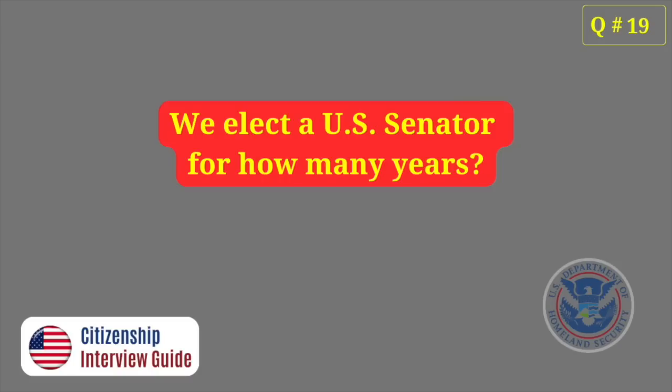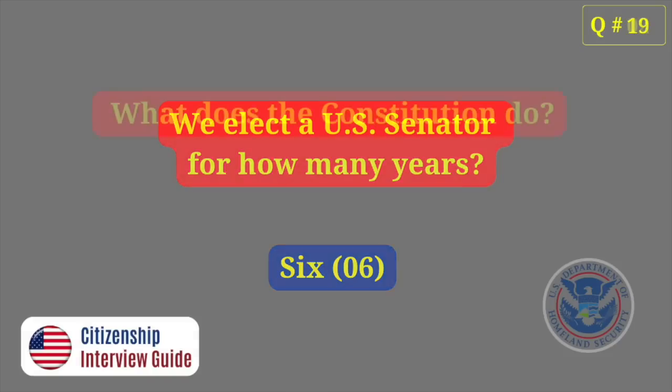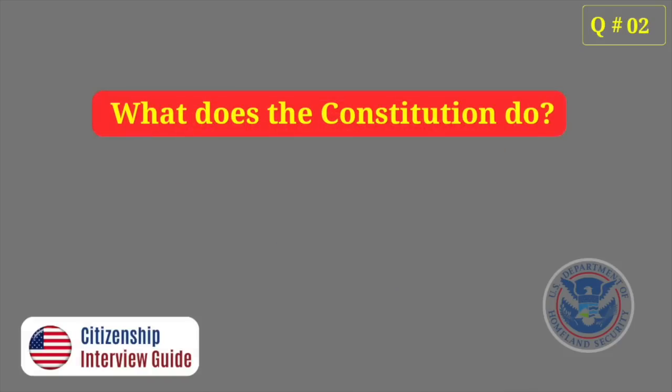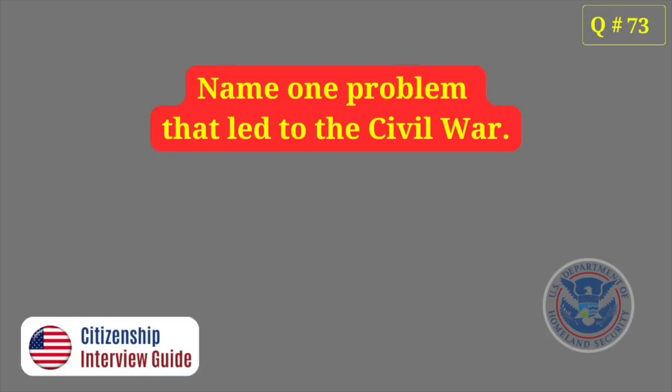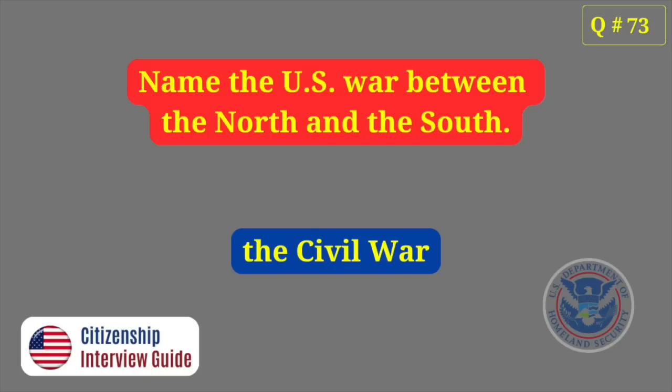We elect a U.S. Senator for how many years? 6. What does the Constitution do? Sets up the government. Name the U.S. war between the North and the South. The Civil War.